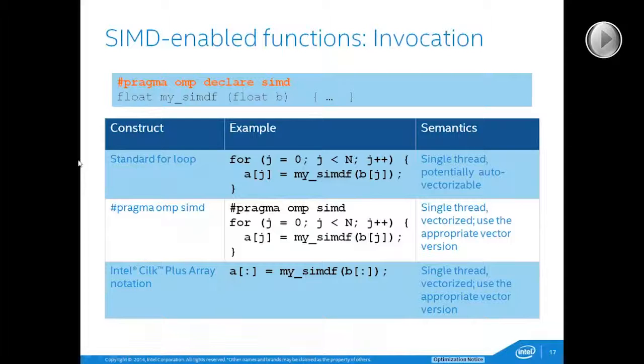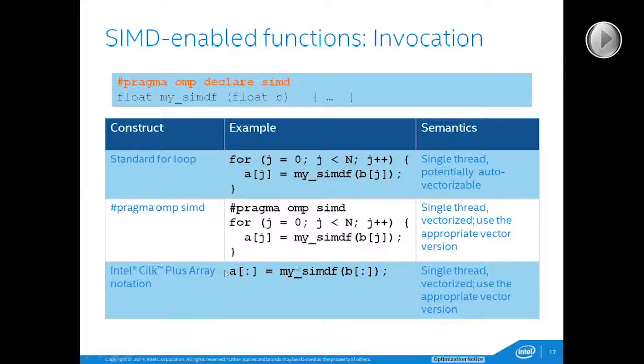You can see that the first row in this table is the traditional scalar invocation, where you have a function being called within a loop, but I'm not forcing the loop to vectorize here. So this is the traditional scalar invocation. The second row is the very same loop, but this time I'm forcing the loop to be vectorized by the pragma OMP SIMD declaration. So here it's going to call the vector variant of my_SIMDF function.